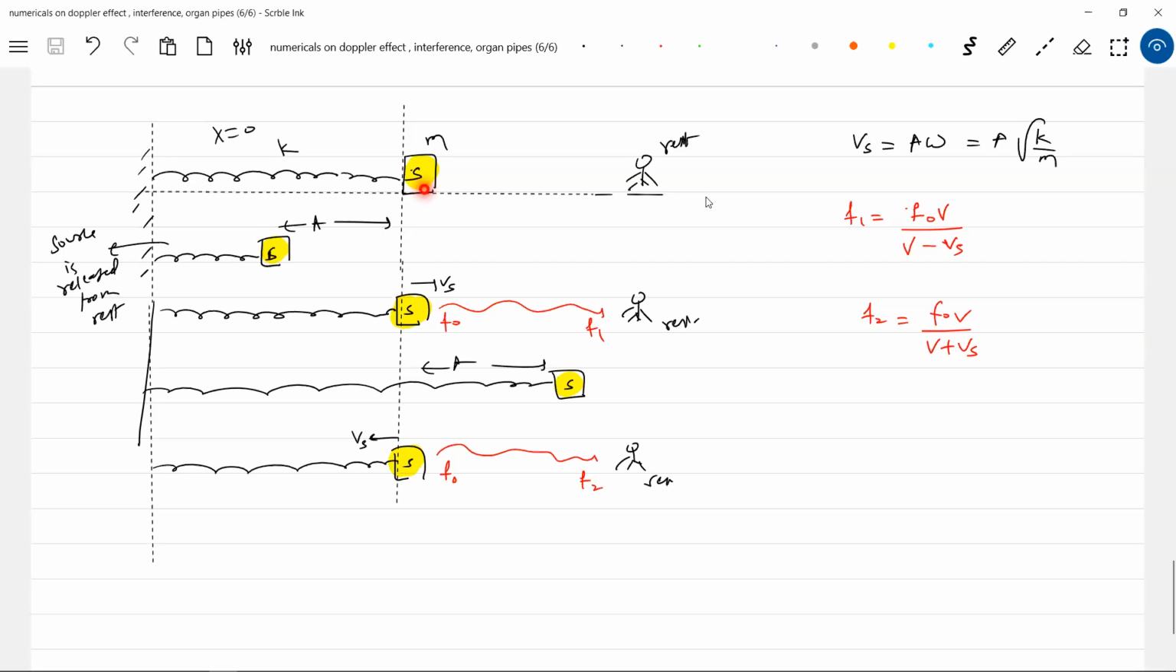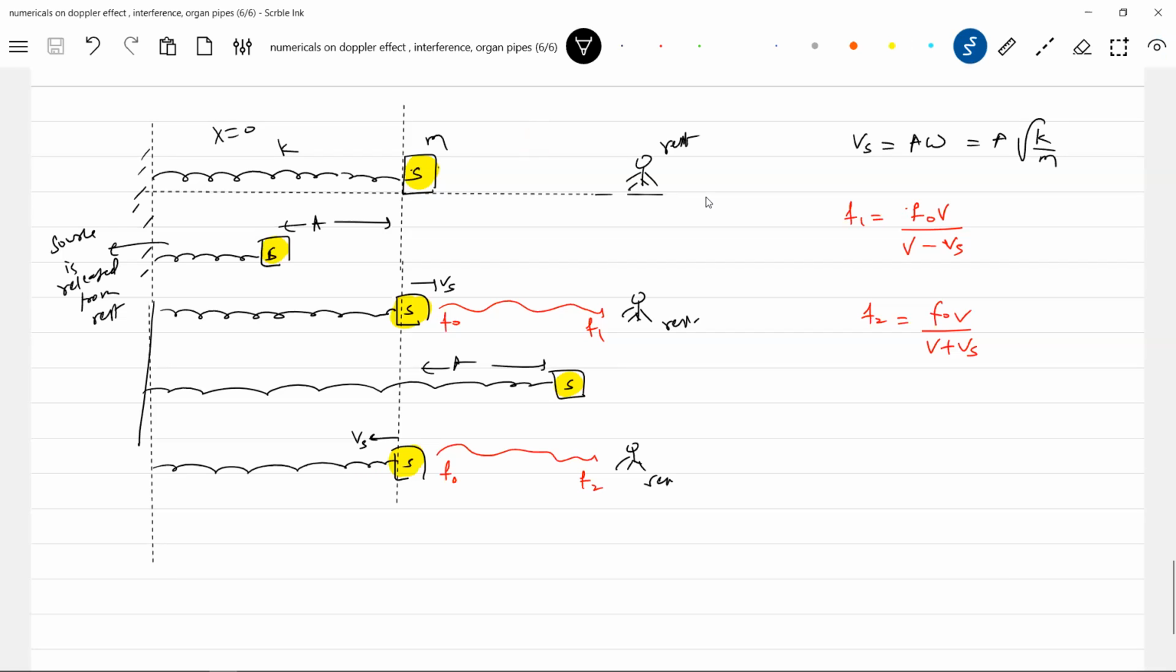When the source is at the mean position, it has a velocity towards the person and away from it. Then these are the maximum and minimum frequencies. When the source is here at the extreme point, then it will be at rest. Then it generates a wave. No relative motion between the person and the source. So what do we get here? No Doppler effect.